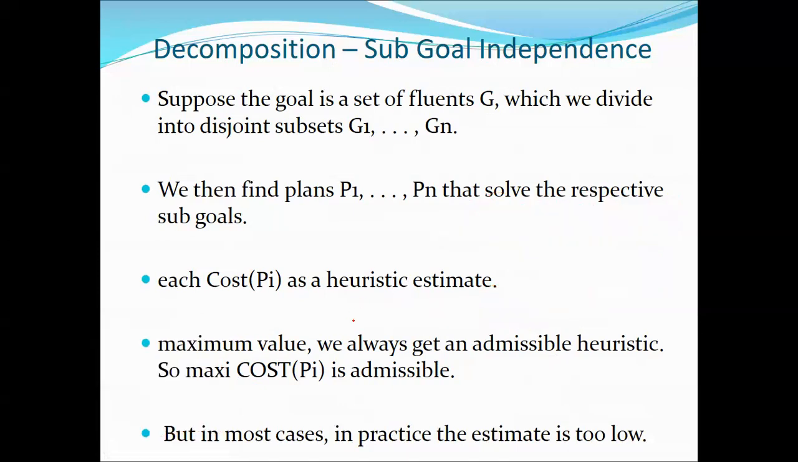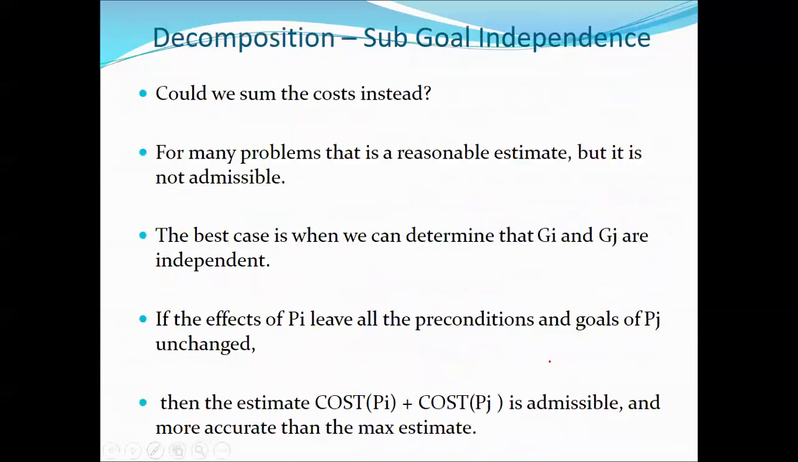So in this case, if you take the cost of Pi for all the problems, and if each cost of Pi represents the heuristic estimate, and if you take the maximum of those, that will surely be an admissible heuristic. But in most cases, this heuristic may be too low. That's the problem. Hence, what can we do?